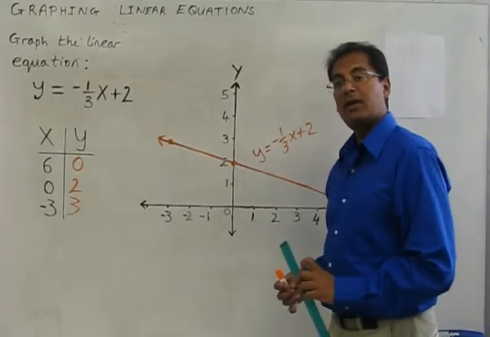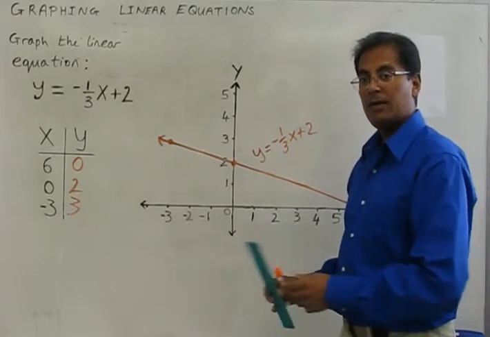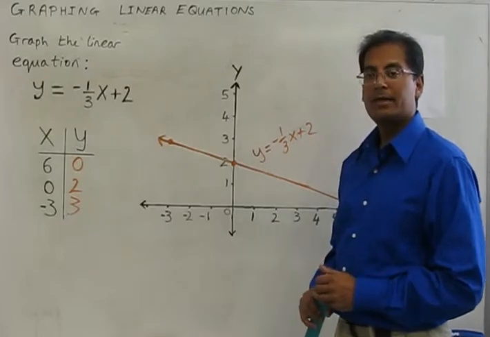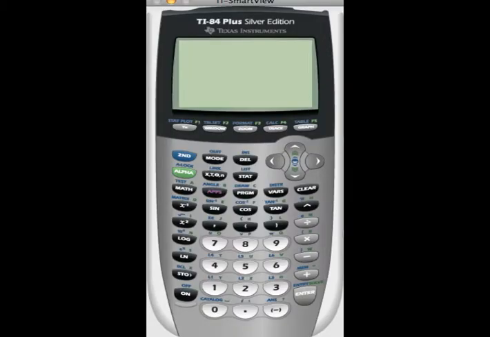Now, there is technology that can help us with graphing, and so let's look at how we would graph this equation on a graphing calculator. We're going to graph the equation negative 1/3 x plus 2 on this graphing calculator, the TI-84 Plus. First we click y equals because we want to enter our equation under y equals something, and we have negative 1/3 x, so negative, put your fraction in parentheses, 1 divided by 3, close parentheses, x is the variable right here, plus 2.